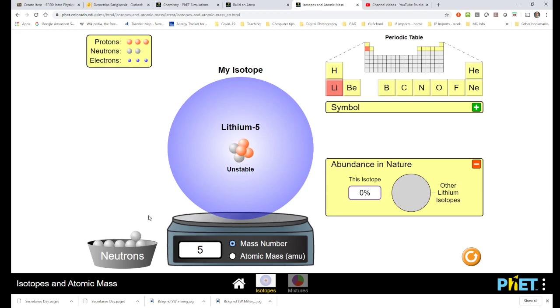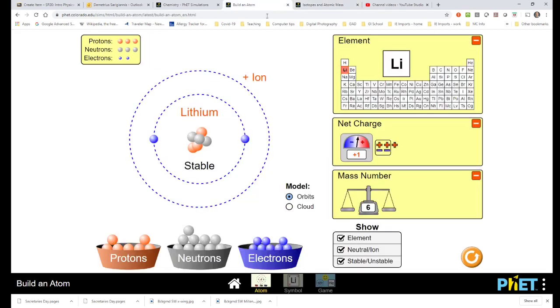What about the unstable? Oops, it's unstable. Let me add a few more. My neutrons won't stay. Add a few more neutrons here. I want to add one more. Oh, this is unstable as well. Okay, so lithium-7. Let me go back to the atom.